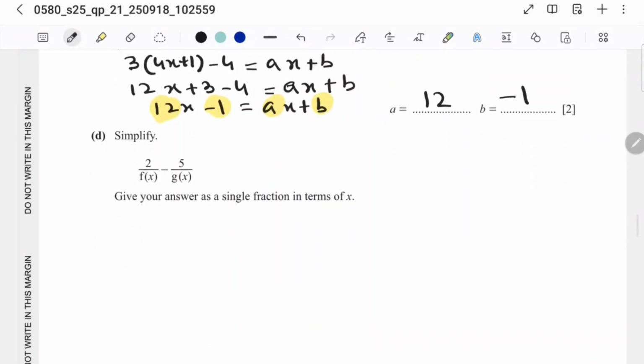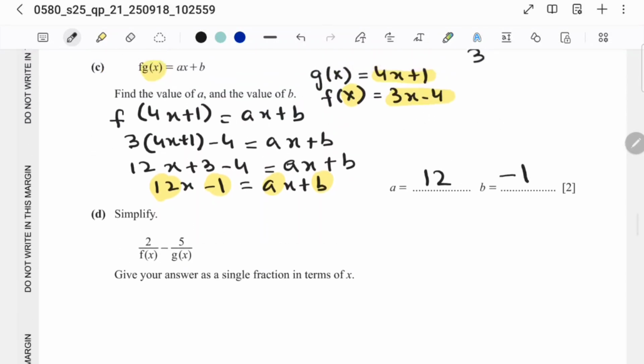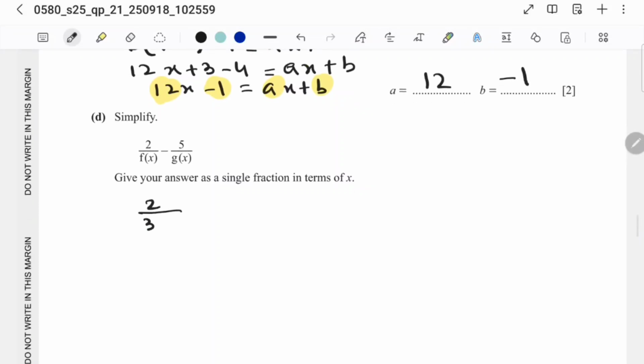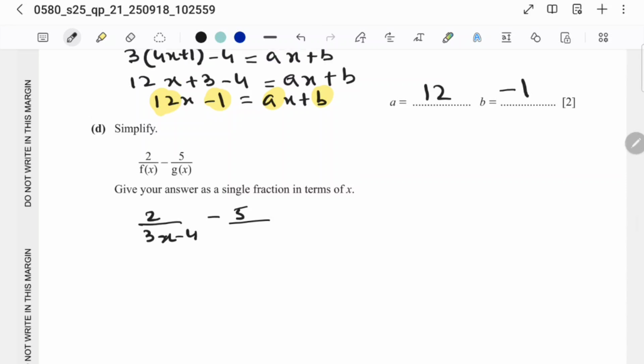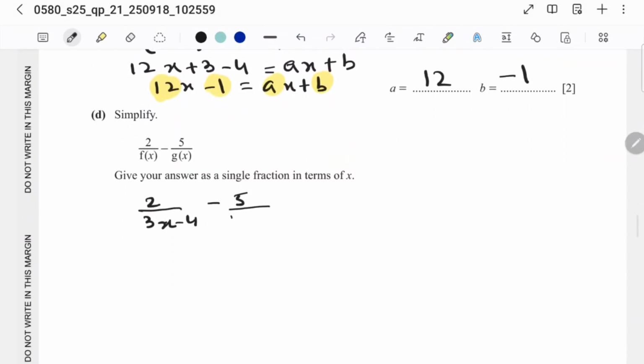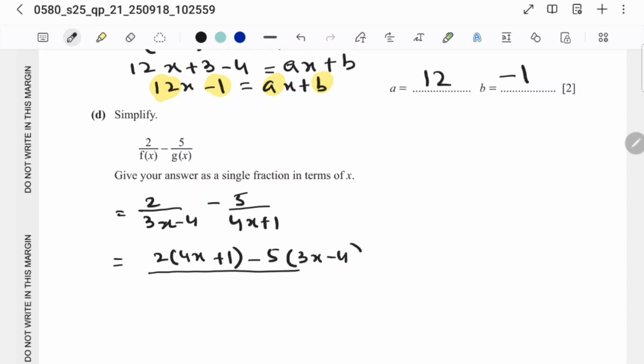Part D of the same question, simplify 2 upon f(x) minus 5 upon g(x). So you know that f(x) is 3x minus 4, so that is 2 upon 3x minus 4 and minus 5 upon g(x). g(x) is 4x plus 1. So LCM, what do? You just multiply 2 with 4x plus 1 and 5 by 3x minus 4.